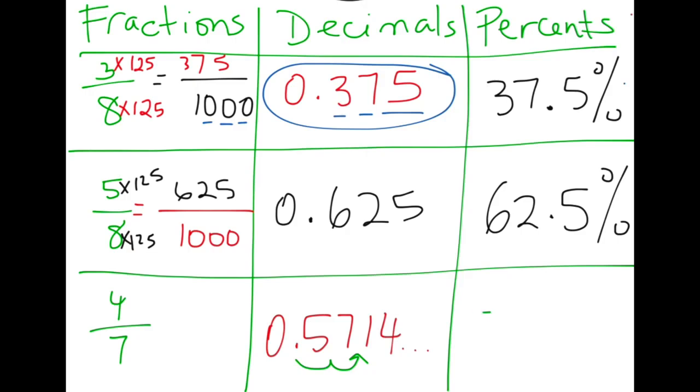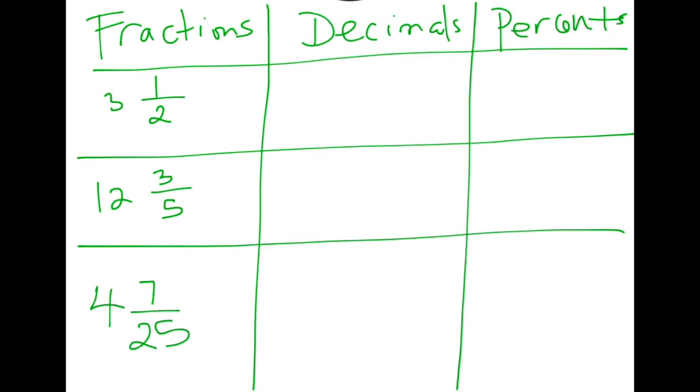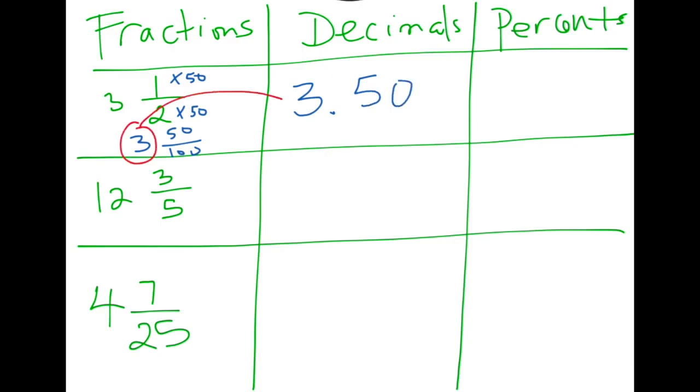So I will end up with 57.14%. Now we have a mixed number, 3 and 1/2. Well, this one is actually quite easy. We know that if we multiply by 50, we end up with 50 over 100. So this is 3 and 50 over 100. That means 3 is the whole number, 0.50. So this 3, the whole number, stays here in front of the decimal point, and then 50 over 100, we already know that it's 0.50, and that would be 350%.